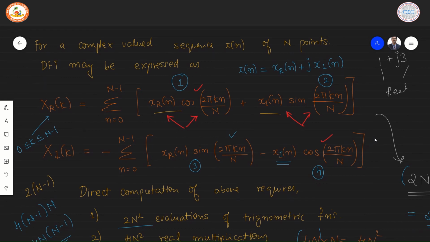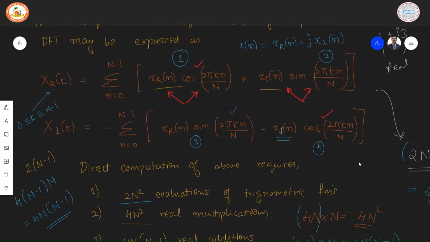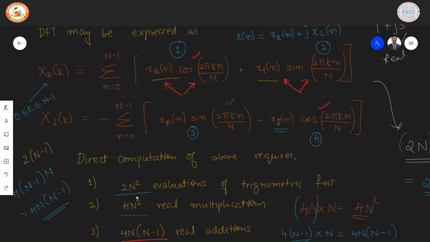Now, if we calculate the direct computation using the above shown equations, then it involves a total of 2N square evaluations of trigonometric functions, which can be easily verified because this equation will have totally N terms. Every single term will have one cos and one sine. So one term evaluated will have two trigonometric functions. Like that, there will be a total of N terms in this summation. Therefore, the answer is 2N.